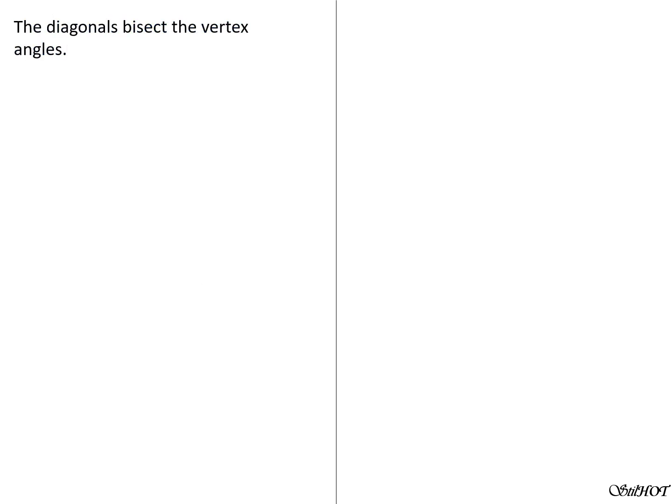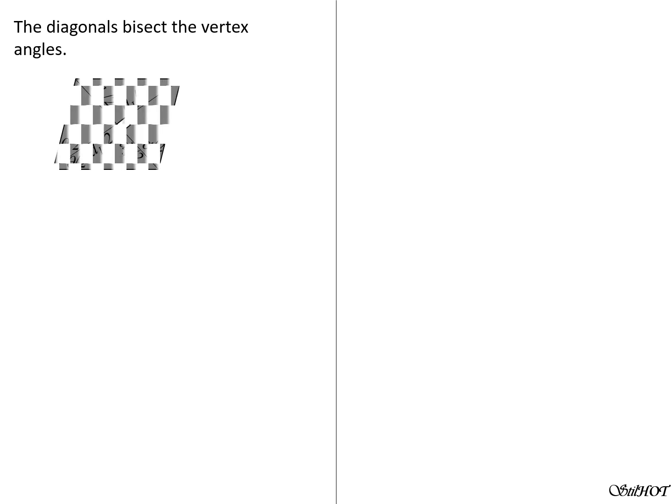So the diagonals also bisect the vertex angles for a rhombus. So if this is theta over 2, that's also theta over 2. 180 degrees minus theta over 2, or 90 degrees minus theta over 2. Because this was 180 degrees minus theta, half that is 90 degrees minus theta over 2, which proves also that this triangle is right.